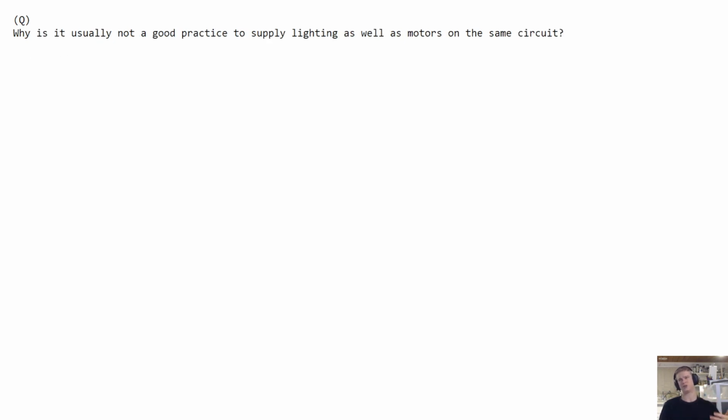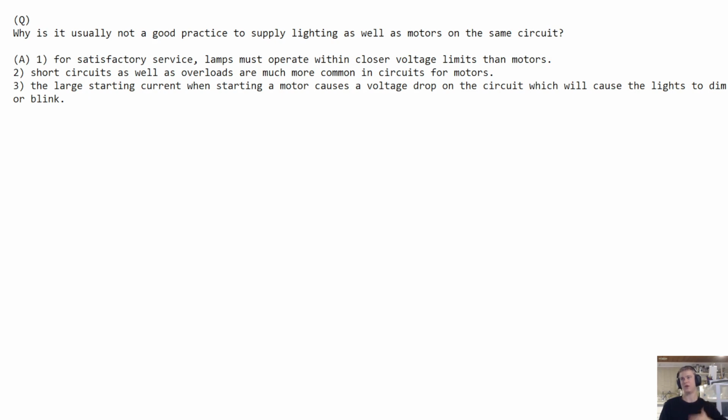Next, why is it usually not good practice to supply lighting as well as motors on the same circuit? Okay, and we have multiple reasons. 1, for satisfactory service, lamps must operate within closer voltage limits than motors. 2, short circuits as well as overloads are much more common in circuits for motors. 3, the large starting current when starting a motor causes a voltage drop on the circuit which will cause the lights to dim or blink.